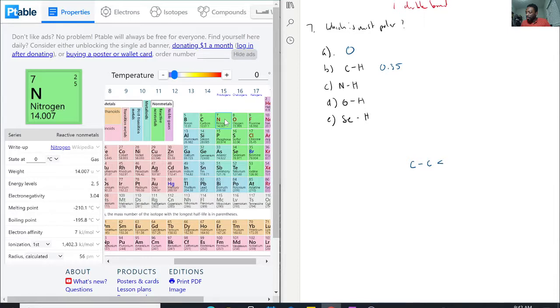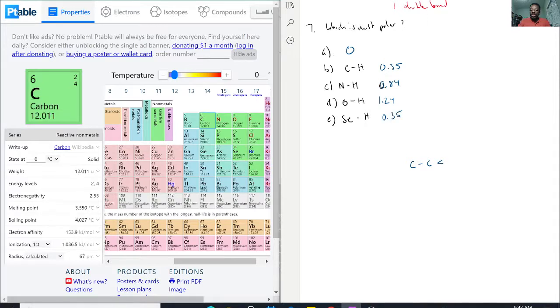And for E, the last one, we have SeH. Se is, wow, 2.55. My eyes do not deceive me. That would be the same thing as carbon, so that would be 0.35. Carbon and selenium will be a little bit tricky in terms of which is more polar, so for those we usually just refer to size. Luckily for us, that's not what we're asked. We're asked for which is the most polar.